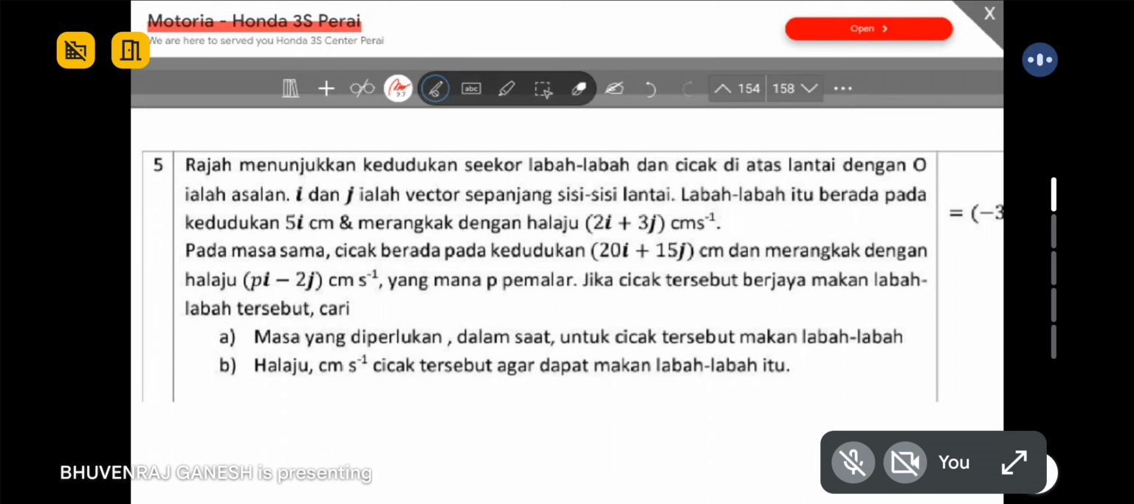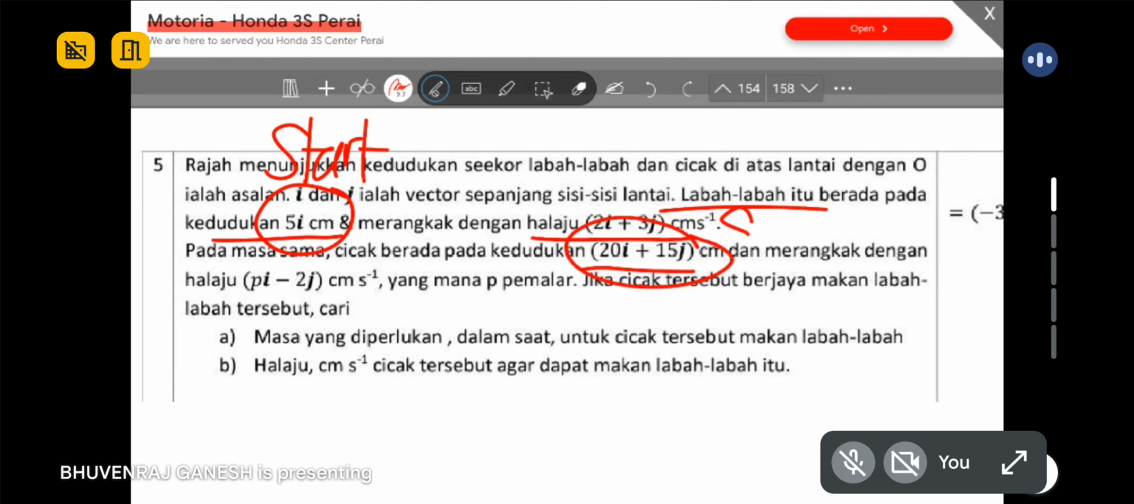If you guys see this one, they tell you the spider is at a position of 5i and it goes with a velocity of 2i plus 3j. So you need to imagine, guys, spider, the starting position, this is the start. Kamu mula kat sini, laba-laba. This is the speed, kelajuan. And then cicak, this one is the starting. The lizard starts over here. And then this is the speed.